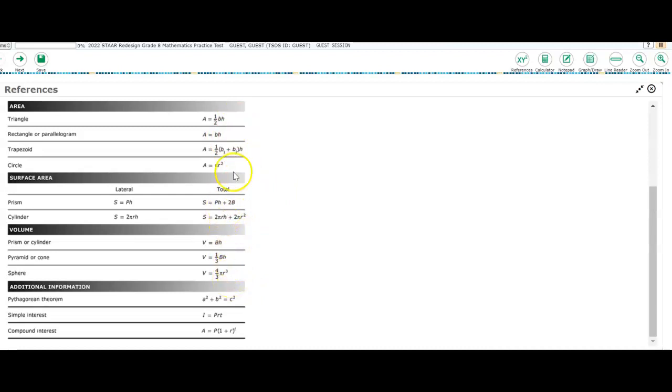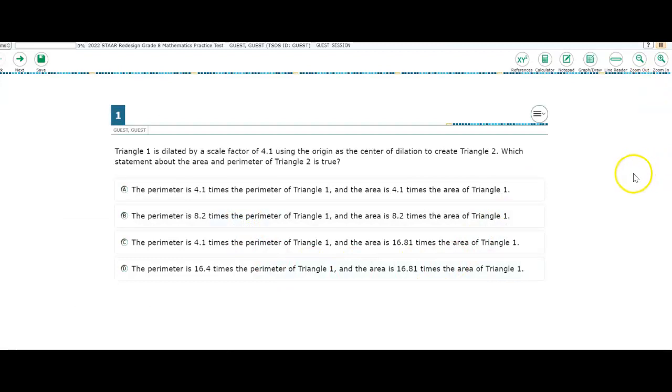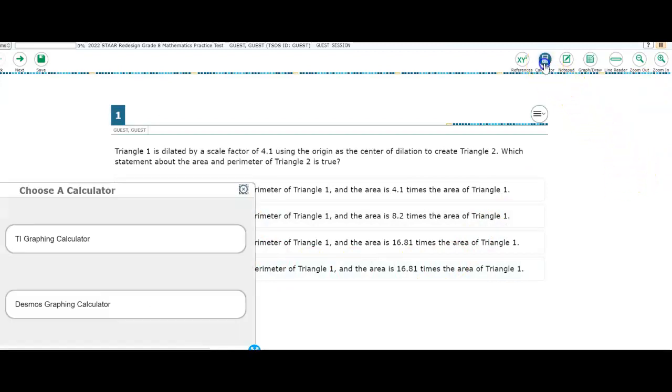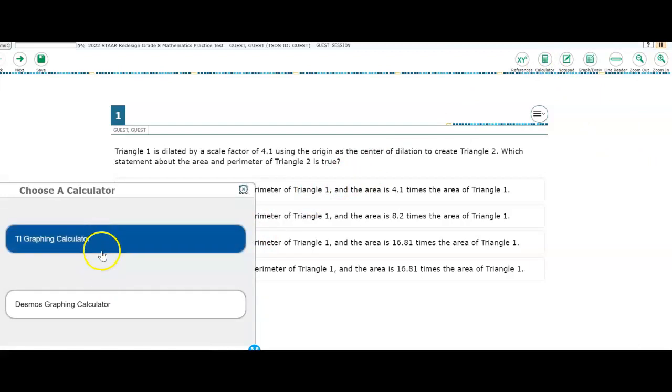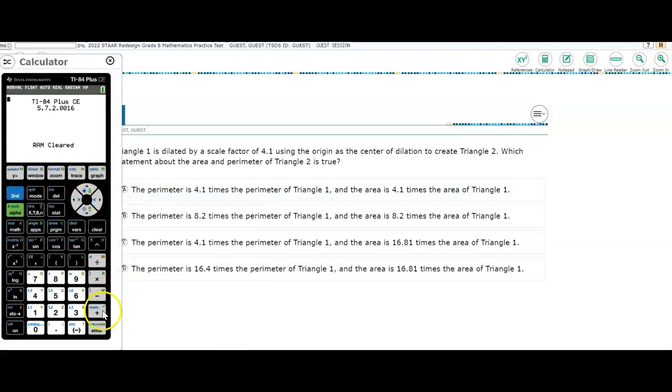These are all those formulas that we've gone over throughout the year. So then you can minimize it, you can close it. So make sure you use that. Here's your calculator. It gives you a choice, whatever, if you're comfortable with Desmos. I know we haven't done that in class, but some of the teachers have. But here's your calculator.